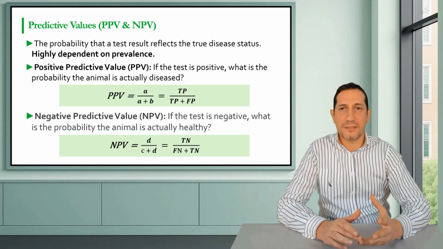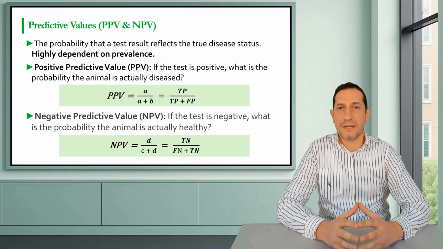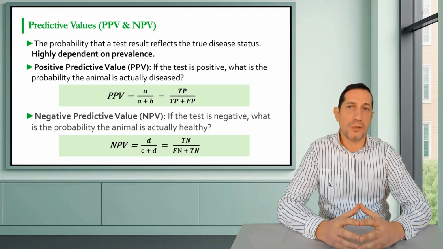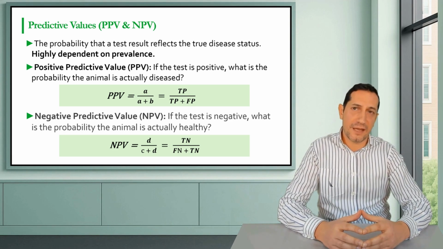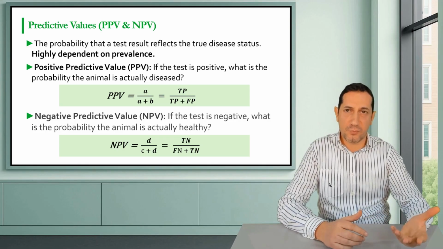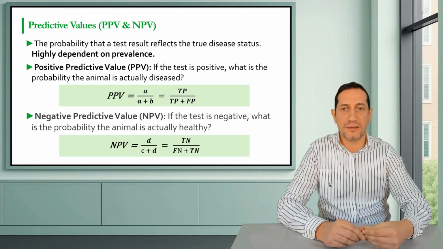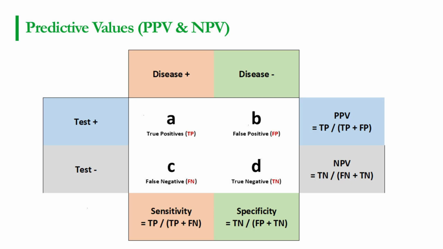The key statement is that predictive values are highly dependent on prevalence. That means positive predictive value and negative predictive value are not stable kit characteristics. They change when you move from a high-risk herd to a low-risk surveillance population. This layout makes the conceptual shift clear. Sensitivity and specificity condition on disease status, the columns. Predictive values condition on test result, the rows. That single change explains why prevalence affects predictive values but not sensitivity and specificity.